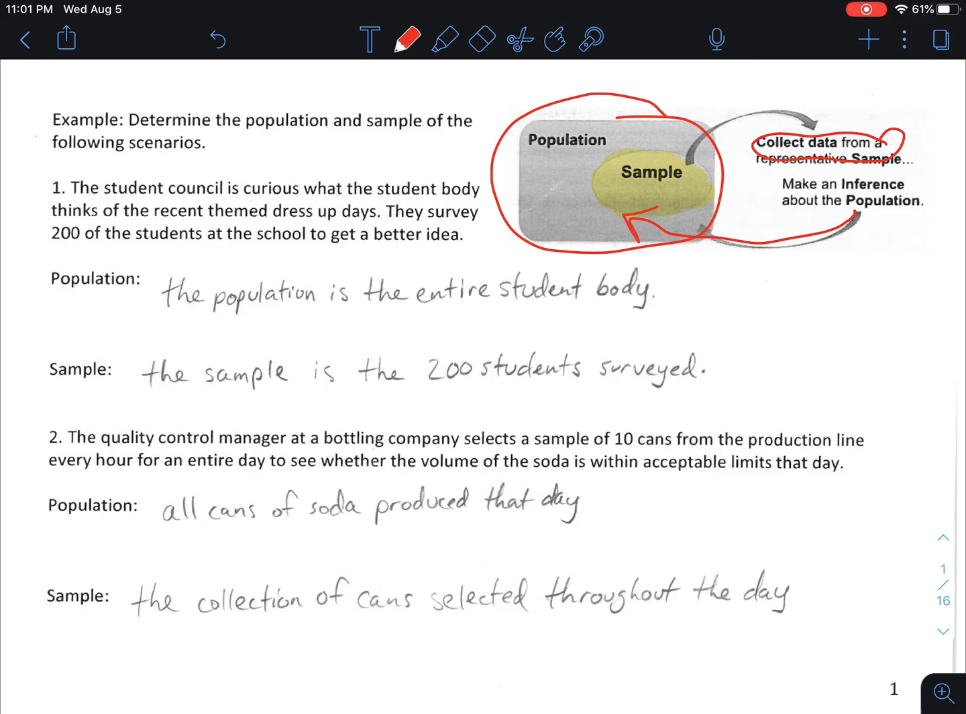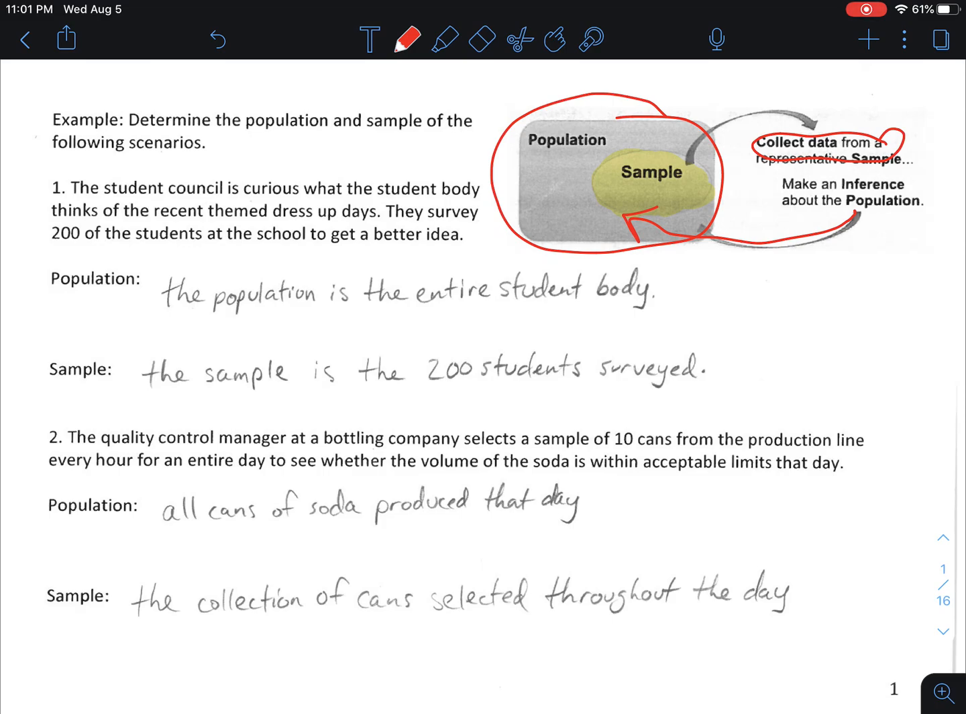Second example: the quality control manager at a bottling company selects a sample of 10 cans from the production line every hour for an entire day to see whether the volume of the soda is within acceptable limits that day. That's the other thing I love about this class. Every single question you read, if you think about it, you can see this happening in the real world because it happens in the real world. These are things that happen. People get paid money to do this stuff.